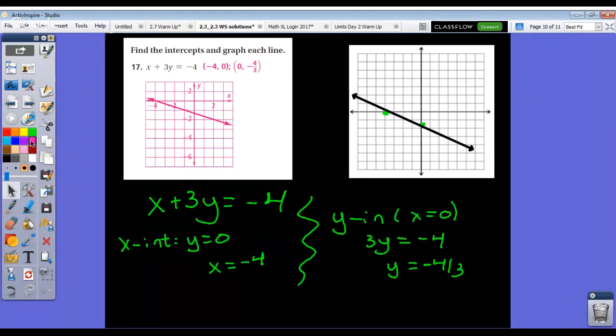Now, if you look at the answers, write the intercepts as ordered pairs. So if we ever want to write the x-intercept, we said y is 0, so we get the point negative 4, 0. And we said over here that x was 0, so we get 0, comma, negative 4/3.